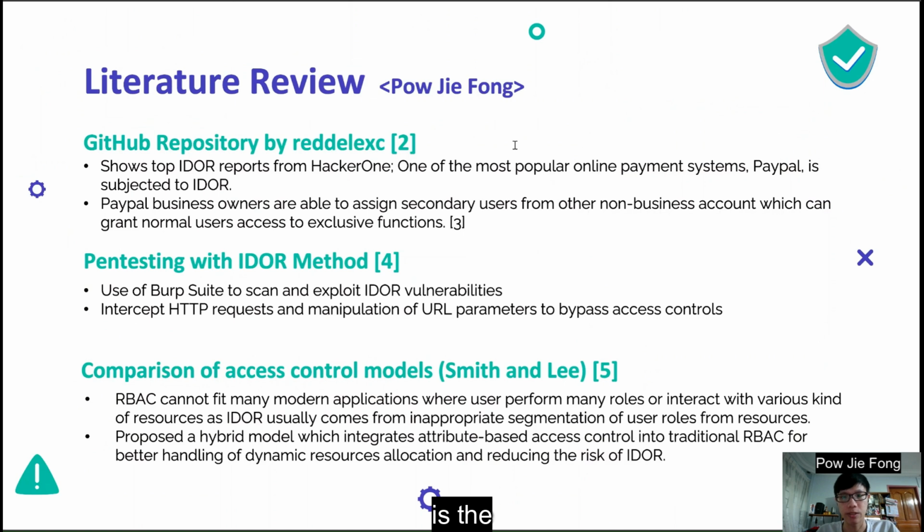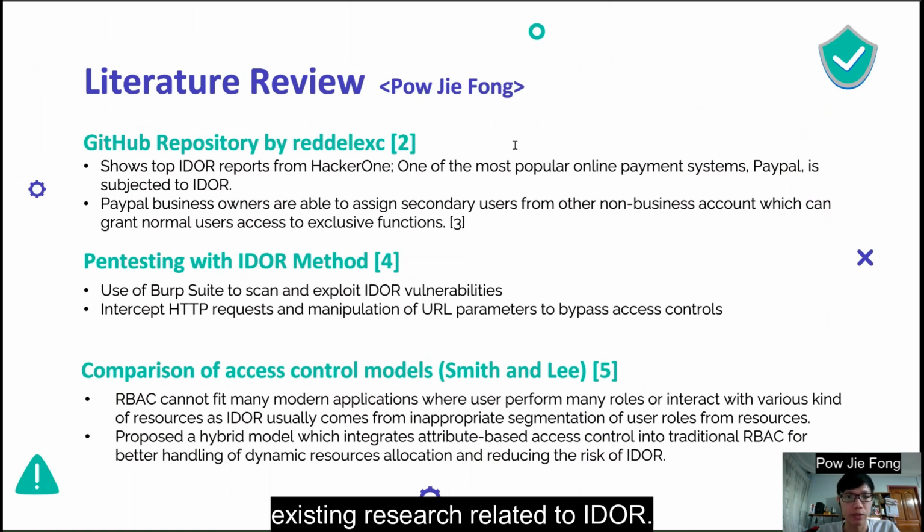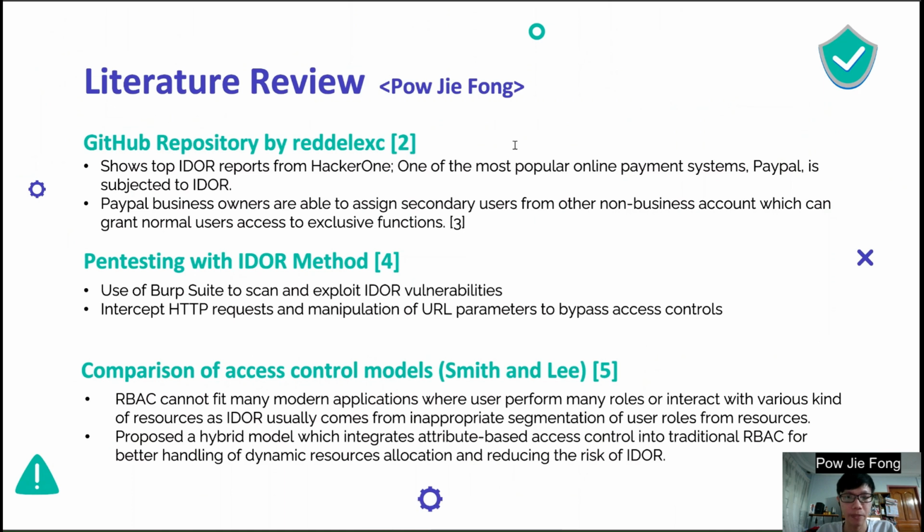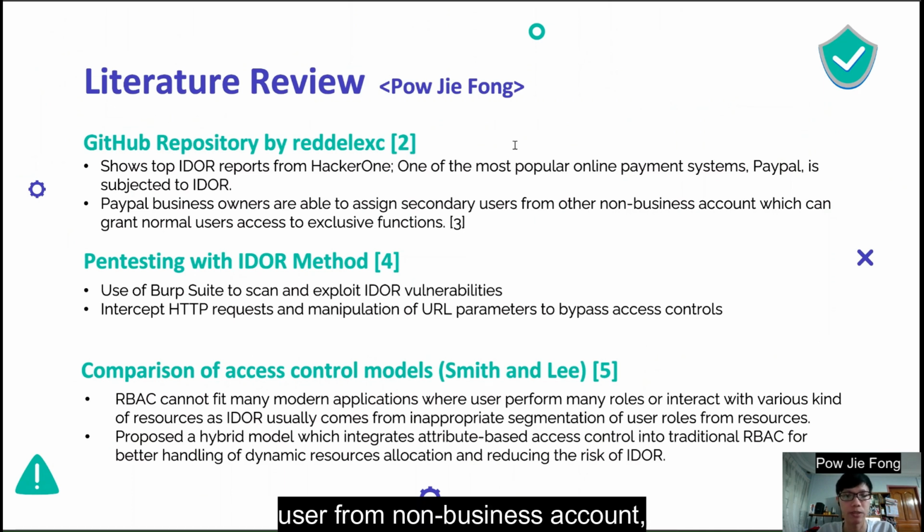So this is the existing research related to IDOR. First, we have the GitHub repo from this user, which compiles the top IDOR reports from HackerOne, and one of the most notable cases involves PayPal, where a business account owner can add a secondary user from a non-business account, thus granting the non-business user exclusive functionalities in the web application.